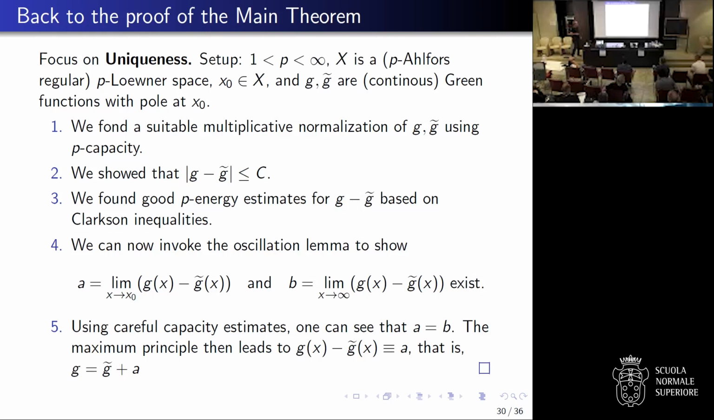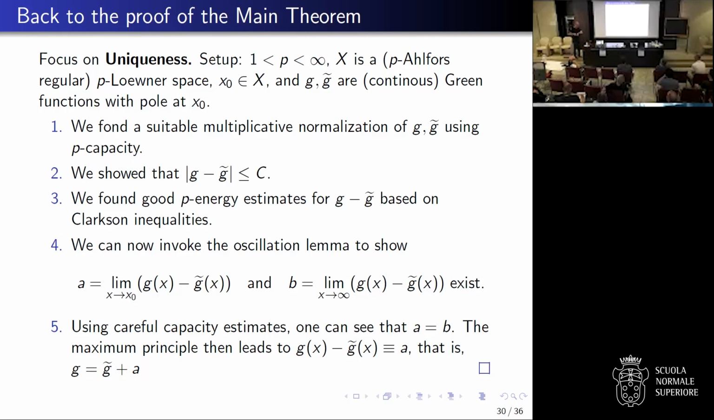So let's get back to the main theorem here. So essentially we're done now, right? So we found a suitable multiplicative normalization. Our capacity estimates gave us that this function value difference is uniformly bounded. We got these good energy estimates based on Clarkson inequalities, and then we have the oscillation lemma that gives us these limits. And as I said, now you can essentially apply the argument from Bullock, Holopainen, and Tyson to argue that then the functions have to be the same. So this essentially finishes the proof.